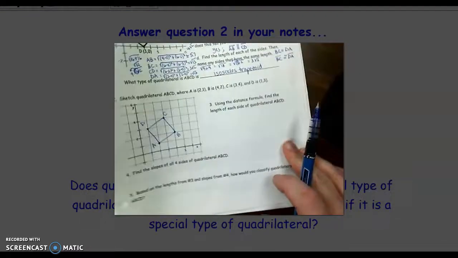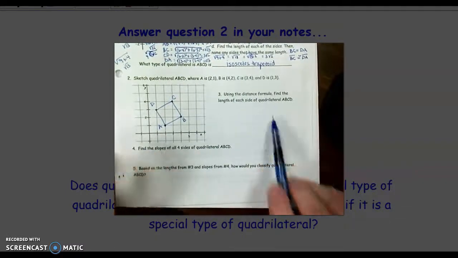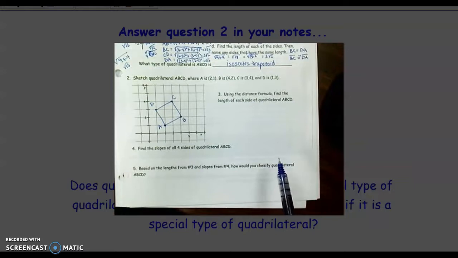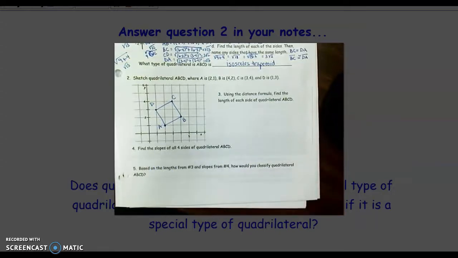So that's what we're going to be doing here. We're going to be finding the lengths of all the sides and the slopes of all the sides, and then we should be able to tell what type of quadrilateral it is. Go ahead and do that on your own. Find all 4 lengths and all 4 slopes, and then you can pick up with me and see how you did.